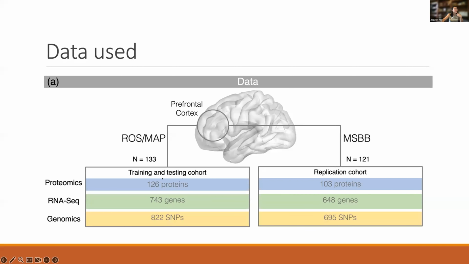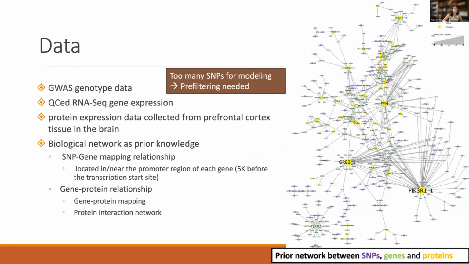These are the total numbers of proteins, genes, and SNPs, which are single nucleotide polymorphisms, a type of genetic variation. Why do we only have a small number of proteins, genes, and SNPs? It's because we have a small sample size. So we actually perform a targeted analysis instead of a proteome-wide or transcriptome-wide analysis.